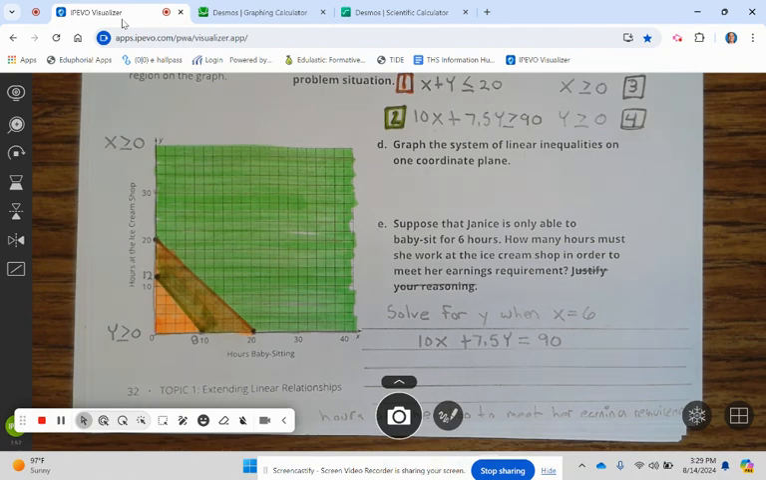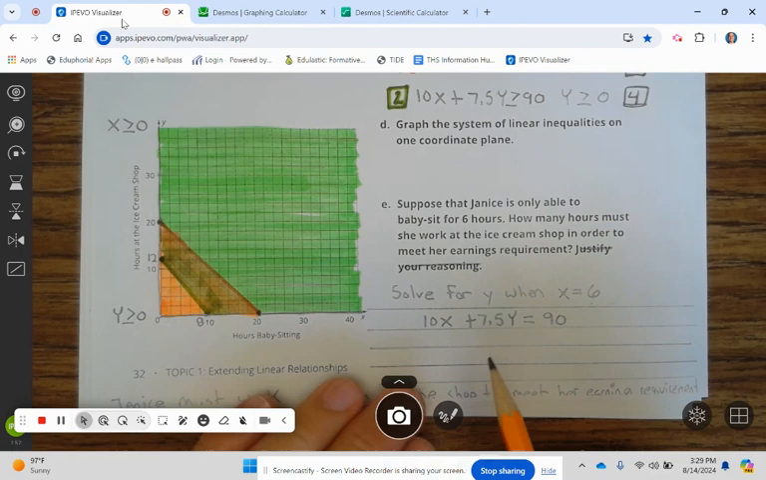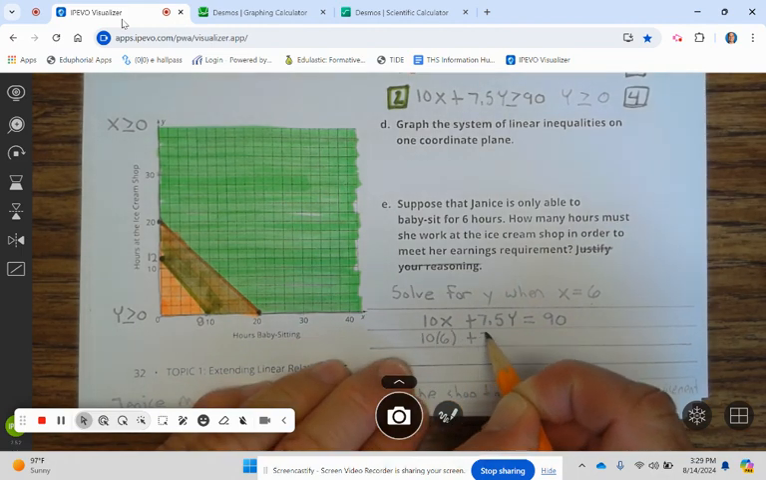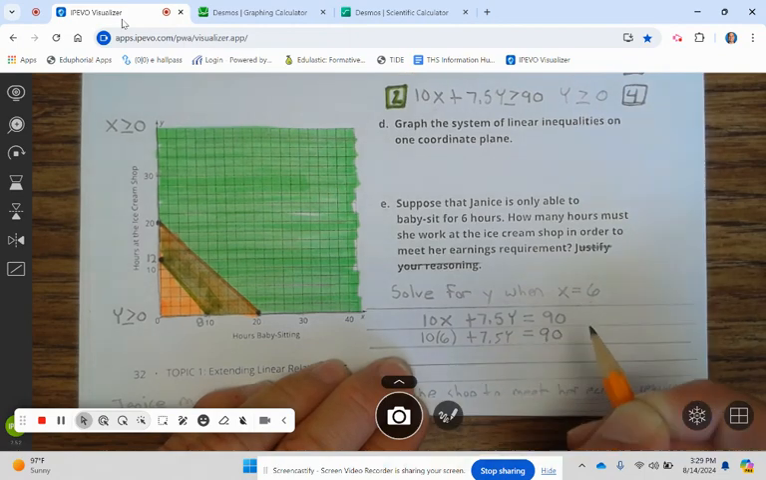All right, let's take a look at E. Suppose that Denise is only able to babysit for 6 hours. How many hours must she work at the ice cream shop in order to meet her earning requirement? Okay, so we're going to solve for y when x is 6. So we're going to substitute 6 into the equation. So that's 10 times 6 plus 7.5y. We're going to set equal to 90.